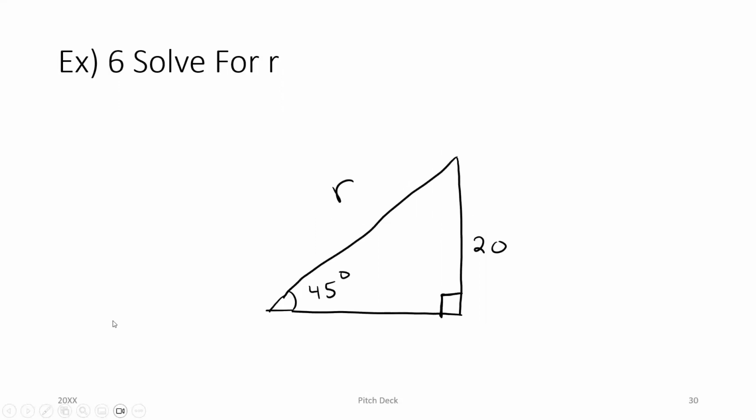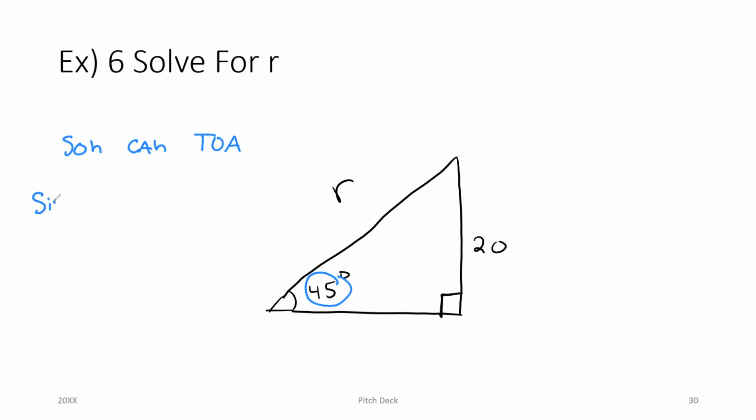Let's do the last example. Solve for small r, or the hypotenuse. Could we use the Pythagorean theorem? No, because you need to have another leg or another side length. So we're going to have to do SOHCAHTOA. First figure out what angle you're going to use. I'll use this angle, 45. And I need something related to the hypotenuse, so it's either sine or cosine. I think sine will work, and I'll show you.